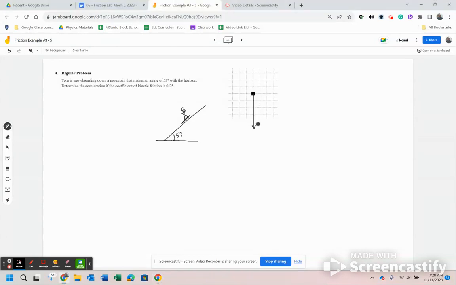So we have the earth pulling down. We have the normal force perpendicular to the surface, the slope on Tom. And then we have friction opposing the motion here.